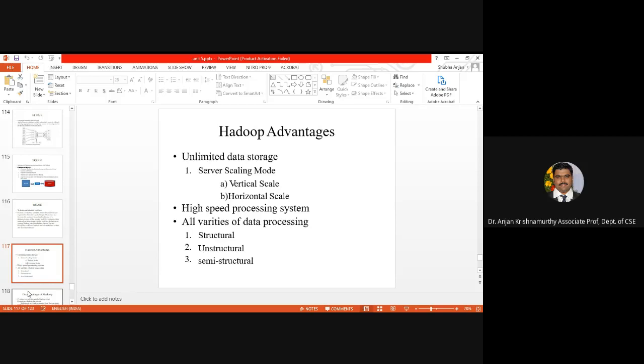You can also see that the advantage of using Hadoop is that you have an unlimited amount of storage. You are not using any kind of virtualization, but because of server scaling in horizontal and vertical scaling modes, you are able to store an enormous amount of data. Second, it is a high-speed processing system. It is used for processing any kind of data, which is structured, unstructured, semi-structured, quasi-structured, any kind of data which maps onto the domain of research, scientific, real-time applications, any such kind of things.